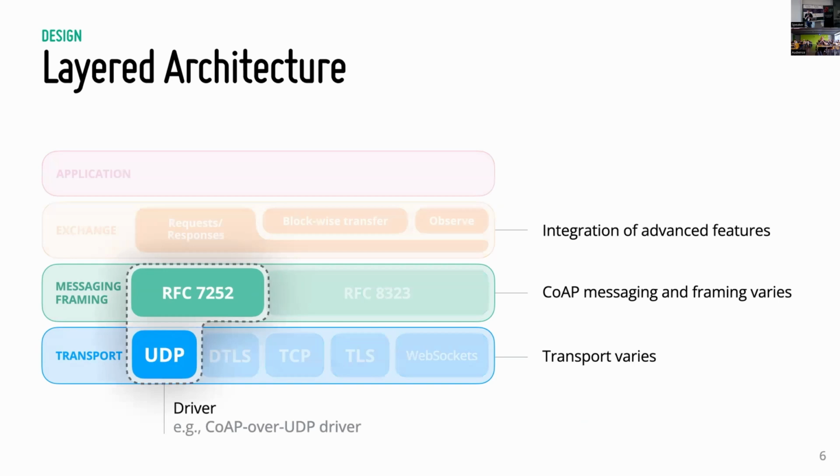Now in unicoap, we group support for a given transport, which consists of a messaging implementation, such as the retransmission or reliability mechanism for CoAP over UDP, in combination with a transport. We group that support into a module, which we call a driver. So the CoAP over UDP driver is a module comprised of both the messaging implementation and the transport implementation. So there's basically an interdependence inside the driver module.